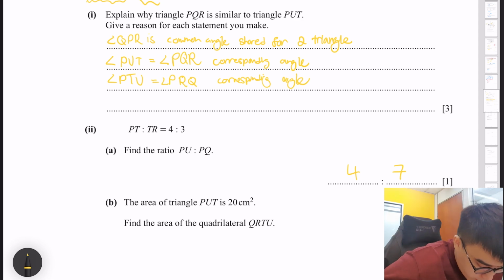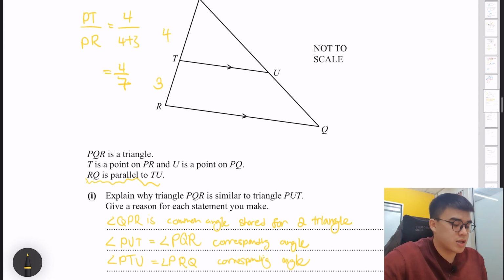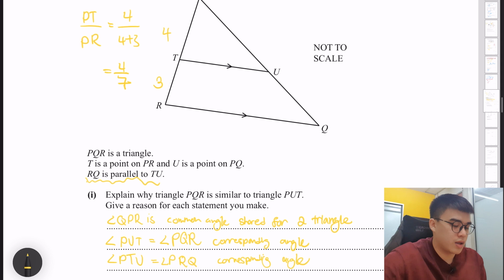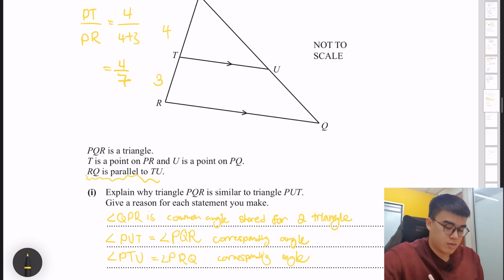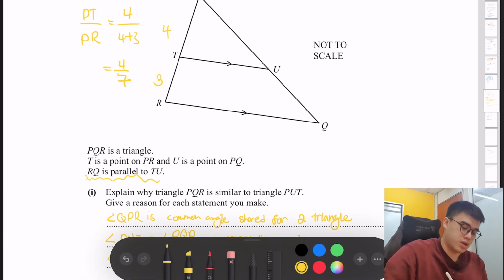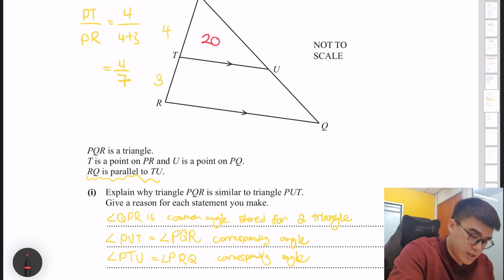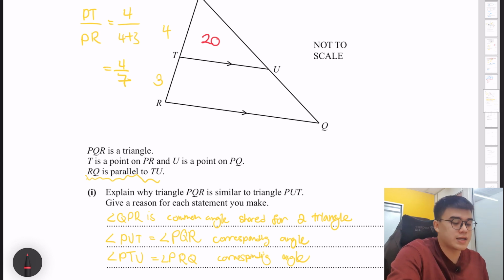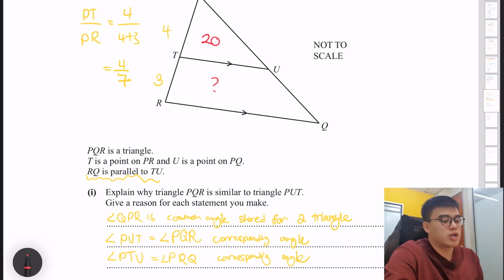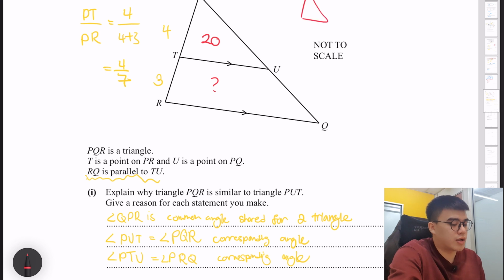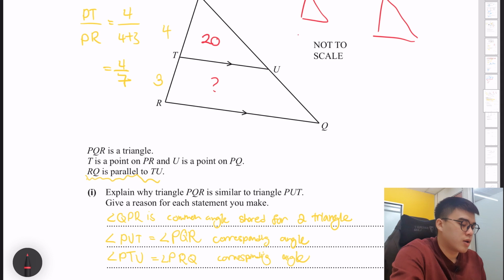So when they want that, PUT is 20, not degree, but centimeter squared. They ask us for this. So you have no choice but to calculate the entire thing, one big, one small. This was 4, and then the area was 20.